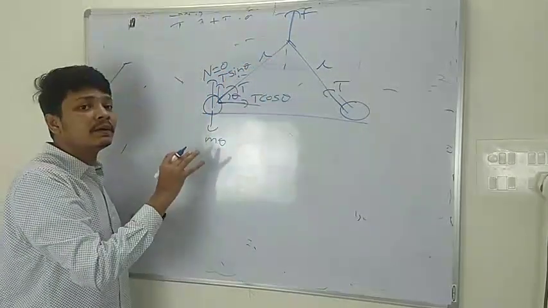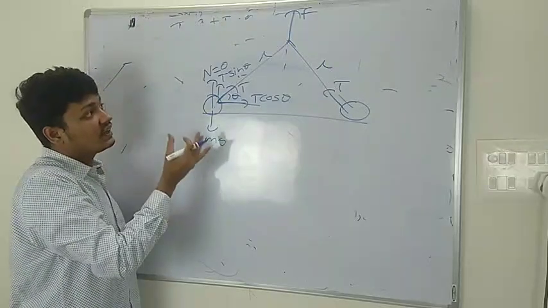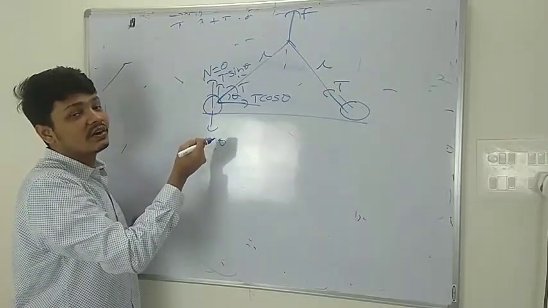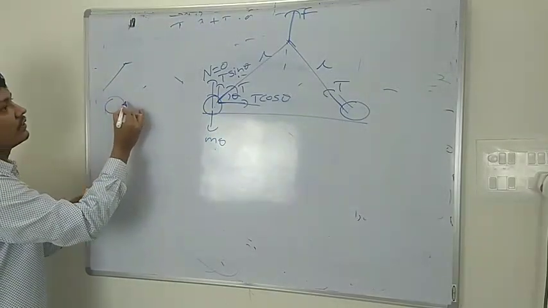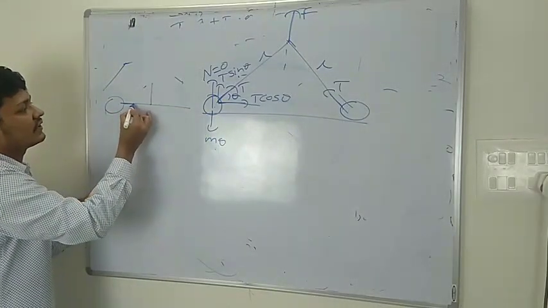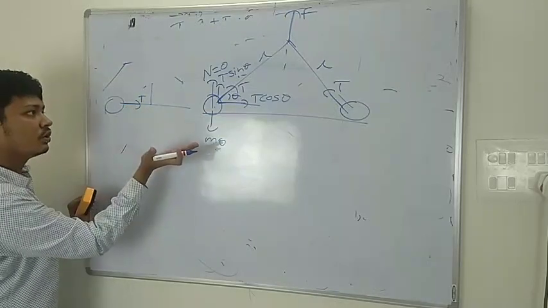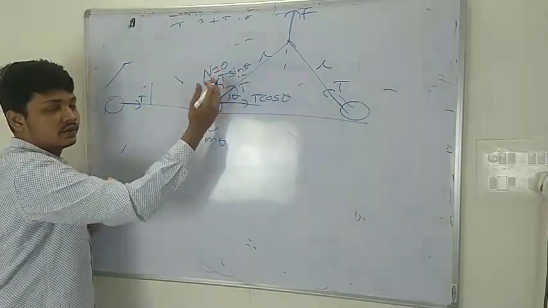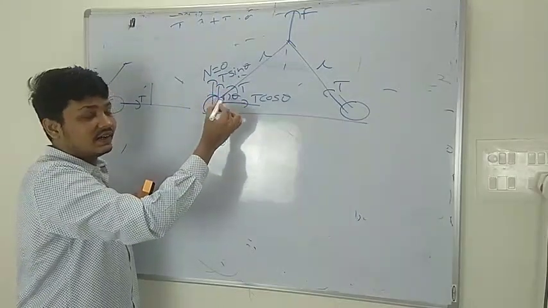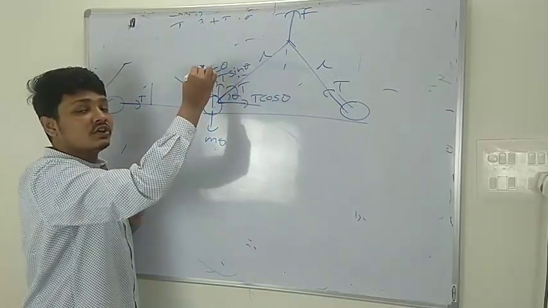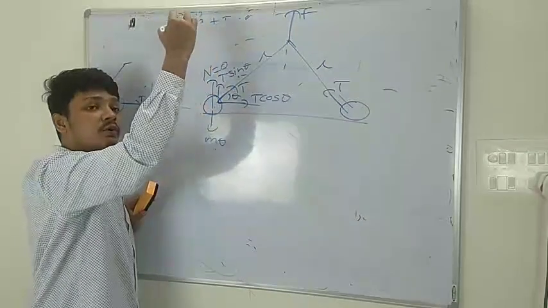So when will the ball lose contact? T sine theta is slowly increasing, because initially only when the force was acting, T was acting like this, and slowly it is getting upward. Slowly the normal force was decreasing. At a certain point the normal force becomes zero, and from that point it will move upward.